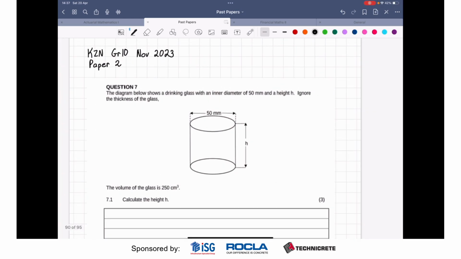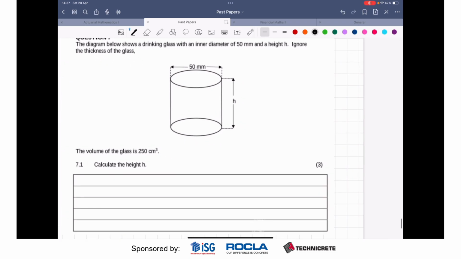KZN Grade 10, November 2023, Paper 2, Question 7. The diagram shows a drinking glass with an inner diameter of 50 millimeters and a height h. Ignore the thickness of the glass. And the volume of the glass is 250 centimeters cubed. Calculate the height h.